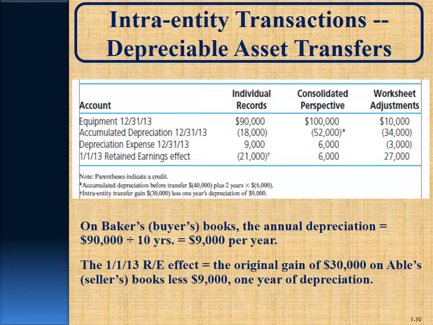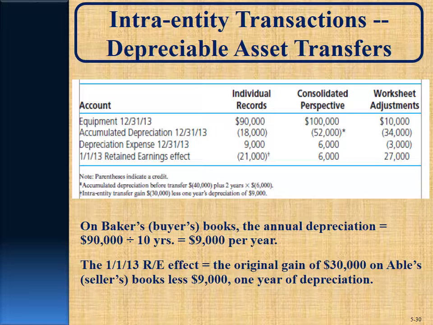So the entry for consolidation will be a $10,000 increase to the equipment. The accumulated depreciation account on the books of the company that bought it is $18,000. First year $9,000, second year $9,000. So total accumulated depreciation in this case is $18,000. How much should be in that account as if the company never sold it?